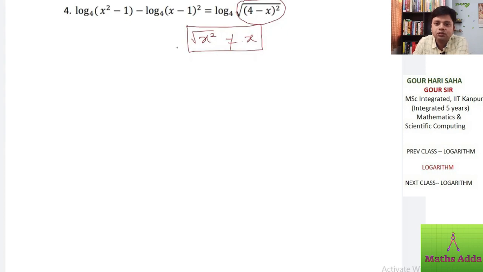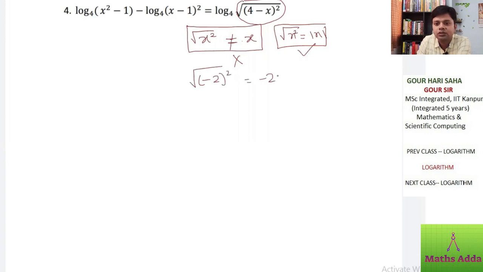The good thing about maths is you get a good question and you learn many things. I got the first chance to discuss this, root x square equal to mod x, but it will be coming again and again. So the correct one is root x square is equal to mod x. Remember this. This is correct, this is not. Now if I take root of minus 2 whole square, what will you write? Minus 2? It is not correct.